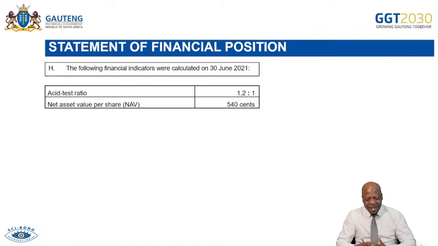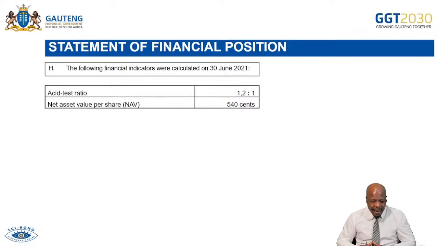And then we're almost at the end of this particular activity, which is activity 2 from the November 2021 NSC November paper. The following financial indicators were calculated. So we have been doing statements of financial position with financial indicators for the past 3 weeks or so. Today we are doing the last statement of financial position, because next week, as I've already promised you, same time, Friday, 2 p.m., we are going to start the cash flow statement.